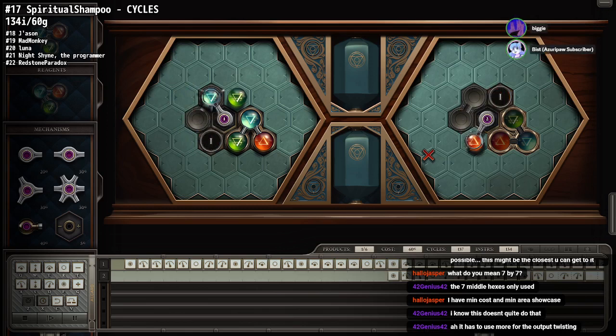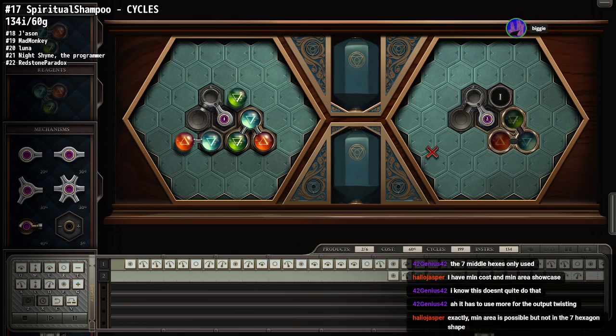It has 134 instructions at min cost, just because you don't have very many arms to put instructions on. Why use more? Why use lots of arms when little arms do trick? Arms are just instruction sinks, SMH.